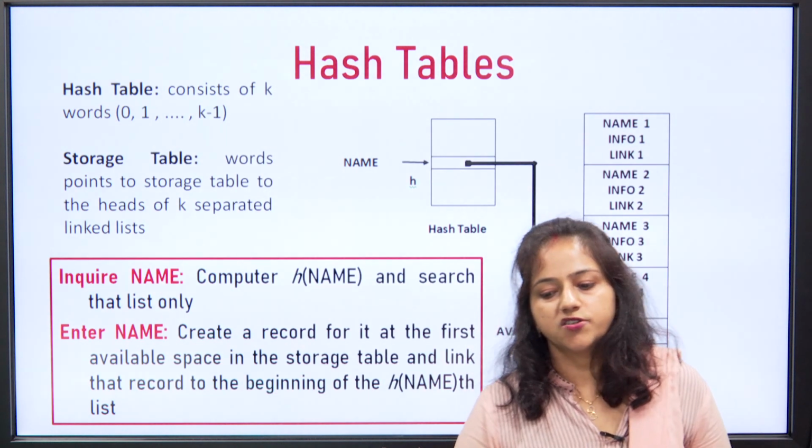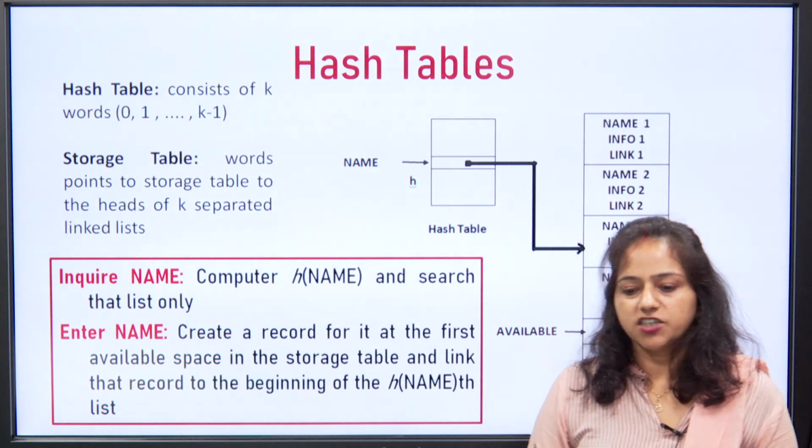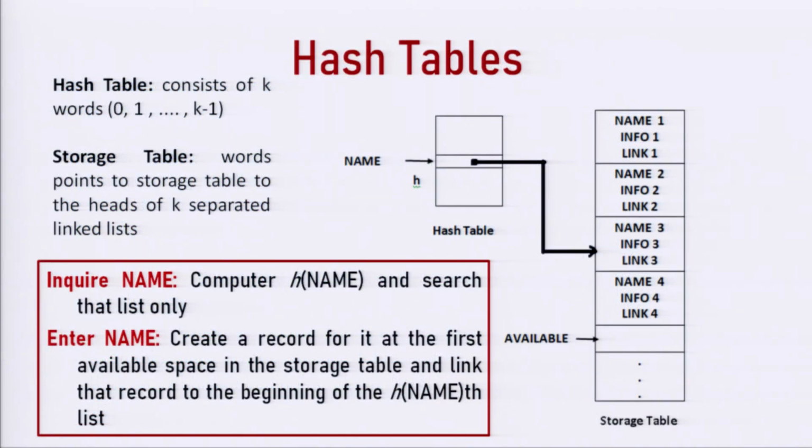Now, another data structure is the hash table. There are very many variants of the hash table. First, here we will have 2 types of table, hash table and storage table. The hash table consists of words from 0 to k minus 1, like 0, 1, 2 up to k minus 1, and these words point to the storage table, to the heads of k separate linked lists.